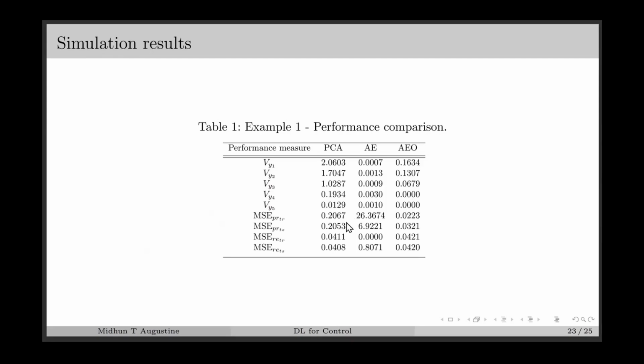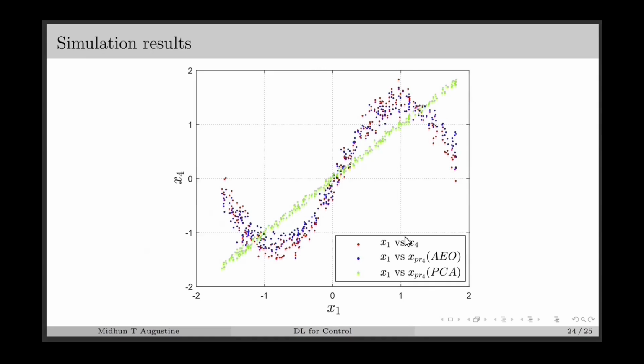Now here we can compare the model extraction performance. Here we extracted a linear model using PCA, and here we extracted a nonlinear model using the autoencoder. We can see that the AEO has the best performance in terms of mean square error. Here we can see a pictorial representation of the model extraction, where the red color denotes the original data, the blue curve shows the data predicted using the AEO model, and the green color shows the data predicted using a PCA model.